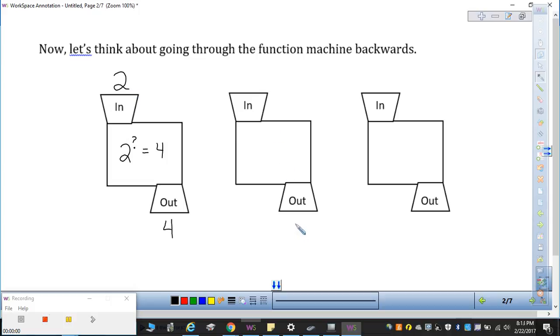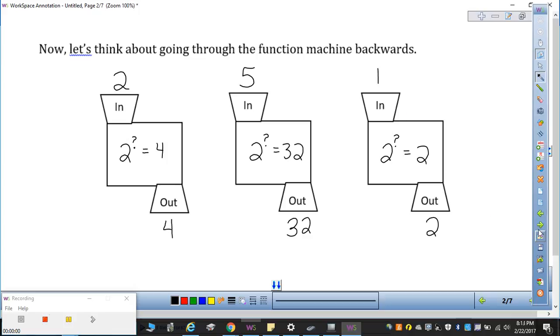Suppose the number coming out was 32. We could ask ourselves the same question. 2 to what power equals 32, and that would be 5. Maybe the number coming out is 2, so we could think, 2 to what power is 2, and that would be 1.